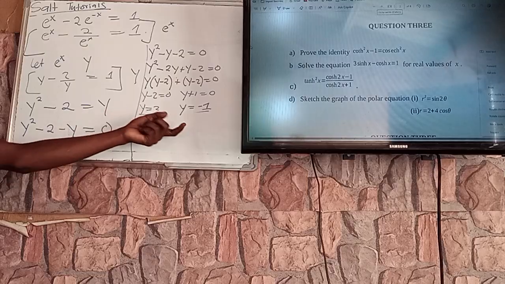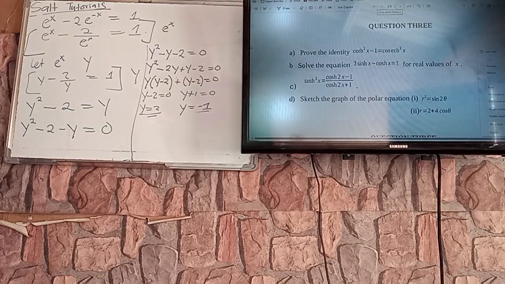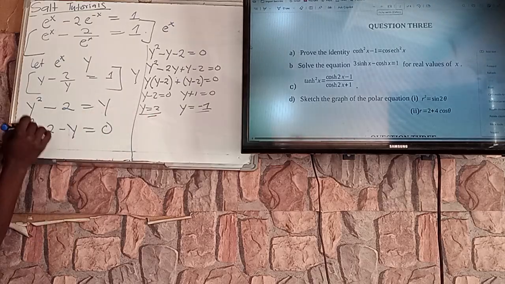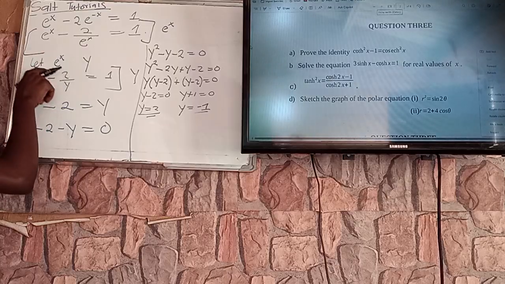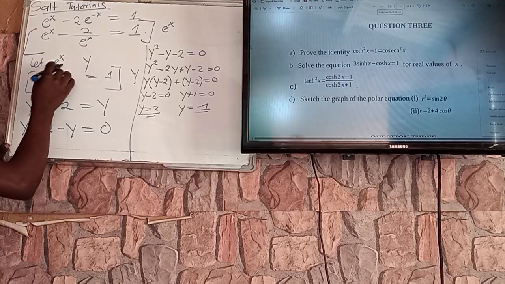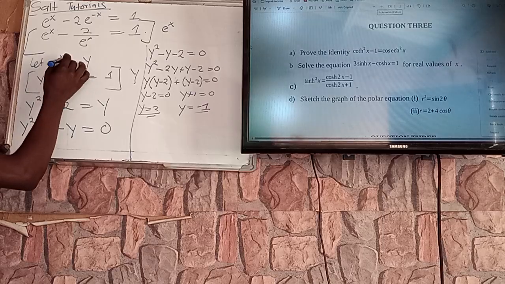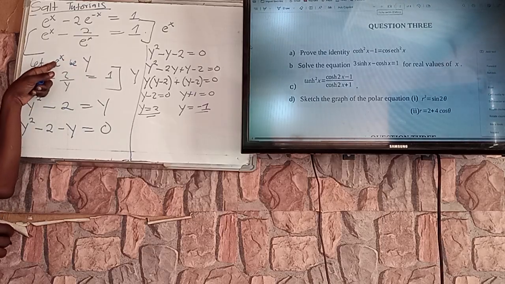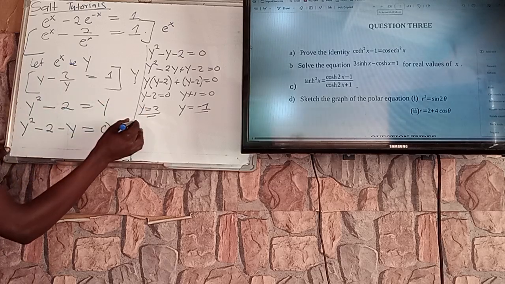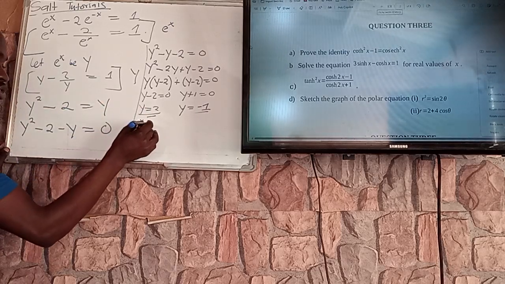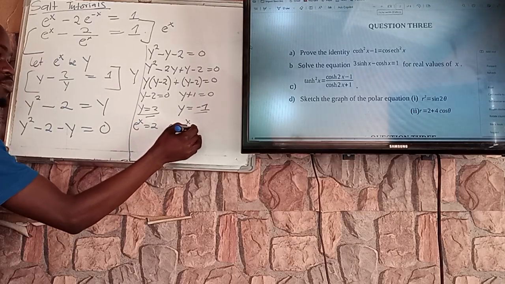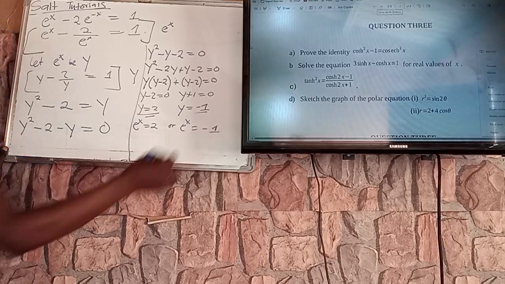But this is not our desired solution. We have to solve for the value of x in our equation. So what do we have to recall here? We have to represent y as something. What was y? y was e power x. We said let e power x be y. So since e power x is y, we replace back: e power x should be equal to 2, or e power x should be equal to -1.